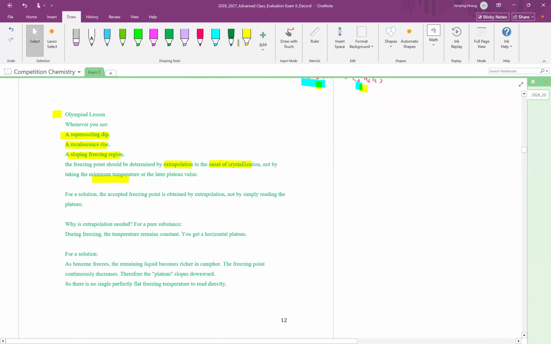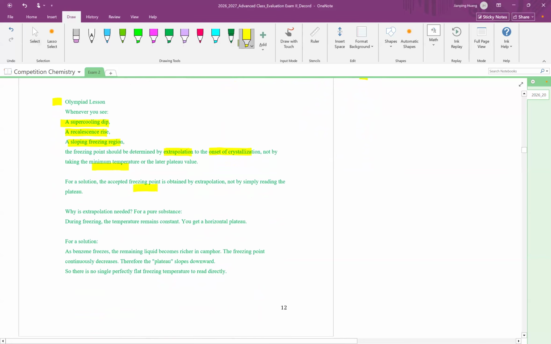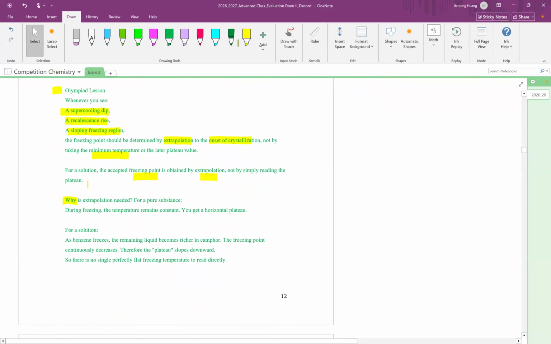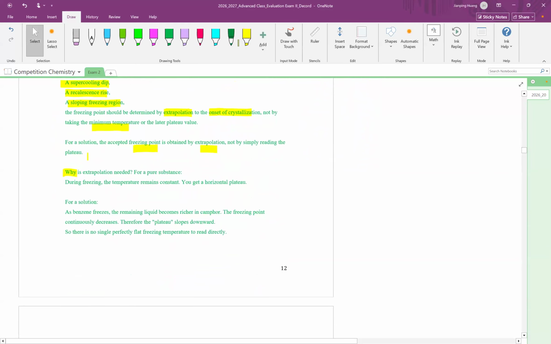Now, for a solution, you cannot accept the freezing point arbitrarily. So you need to extrapolate, not simply read this one. That's not the case, okay? Why do we need this one? During the freezing, the temperature remains constant. We have this one. However, in this case, in the benzene, it will have a downward slope. Why? We just discussed. Very hard question.